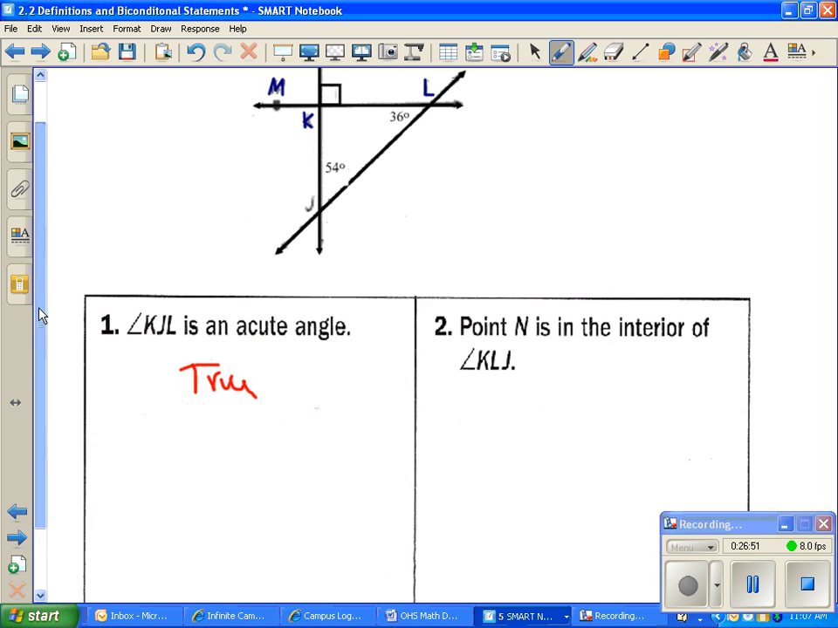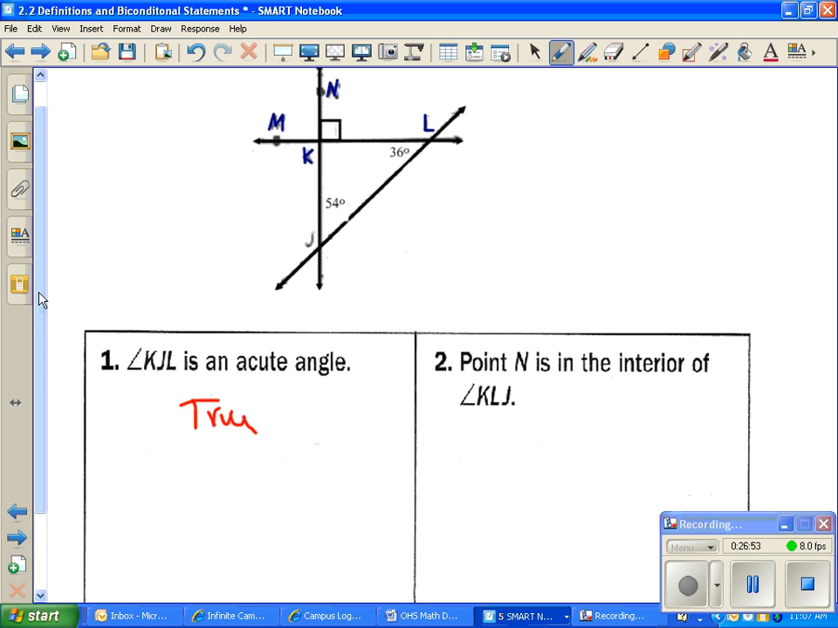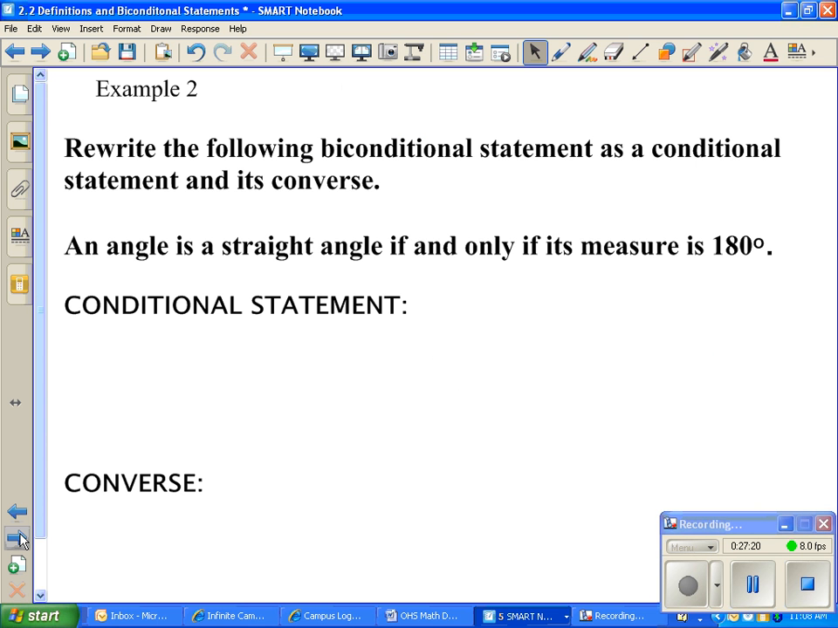All right, point N, is it in the interior of KLJ? Okay, KLJ is this point right here, is in inside of it. No, right? So it's false. It's on the exterior. And as long as you're able to explain it, it's a step, okay? Now, later on, we're going to expect specific things to explain it, but that's what it is.